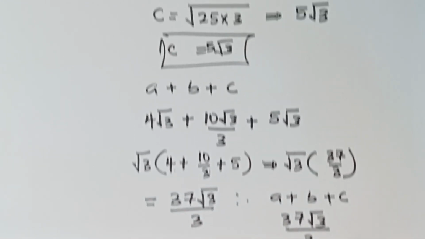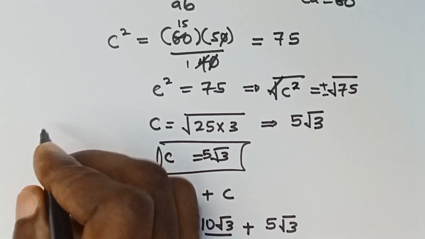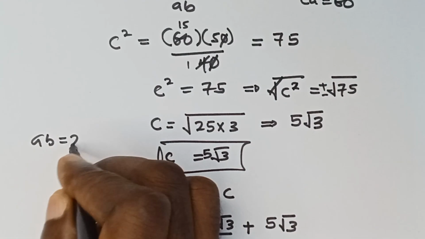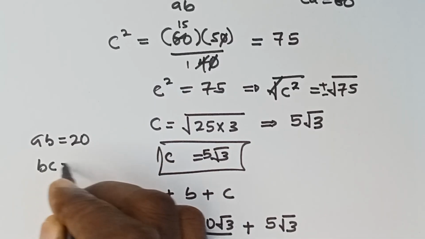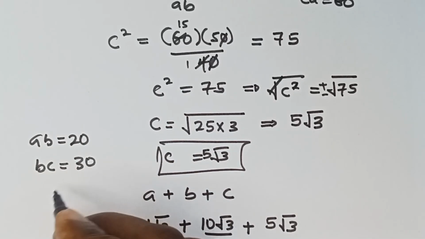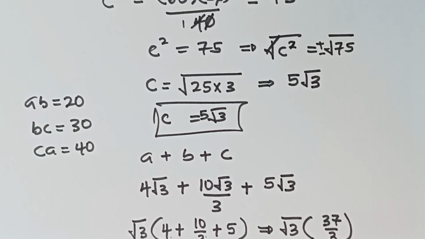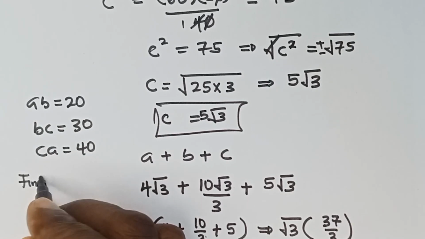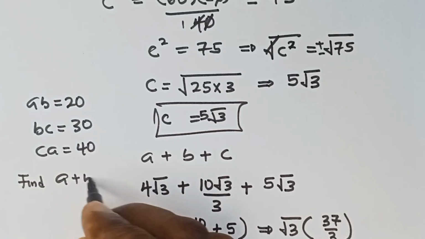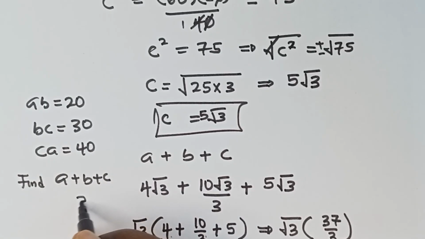Now let's do something similar to that. We have AB to be 20, BC to be 30, and CA to be 40. All right, so the question is, you should find A plus B plus C.